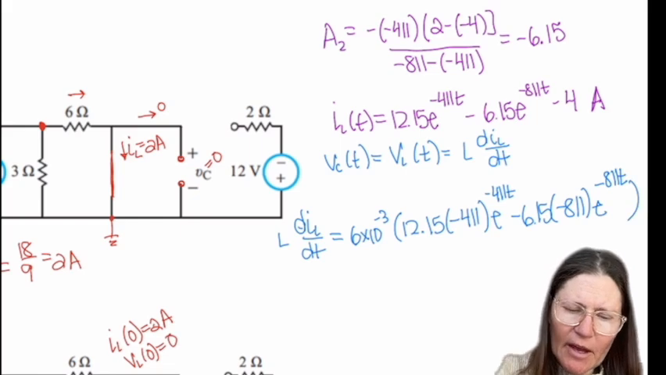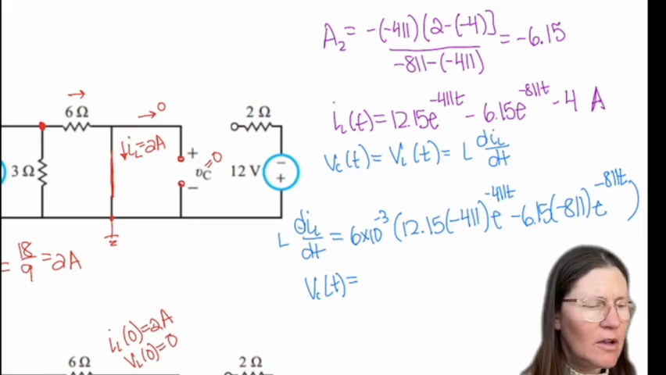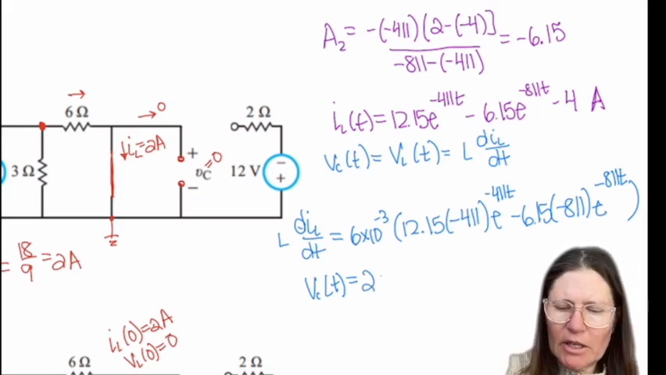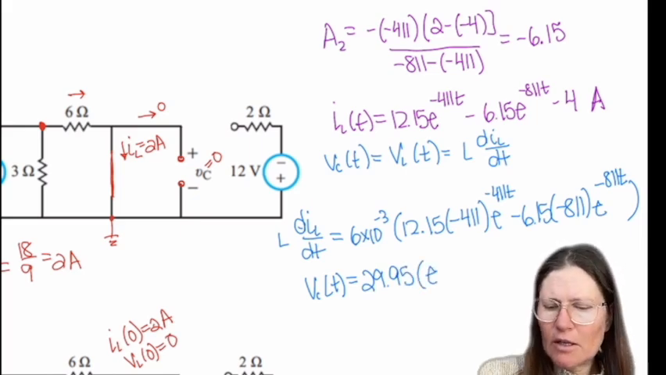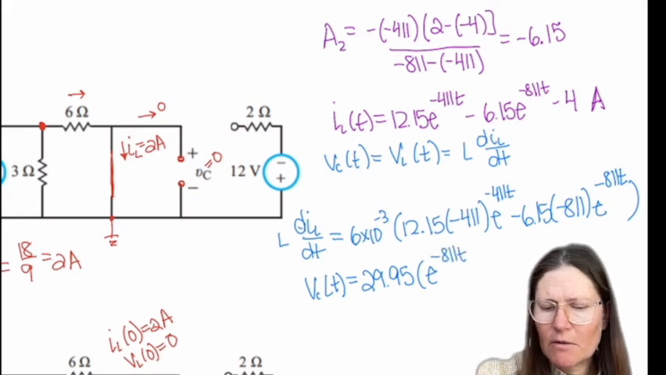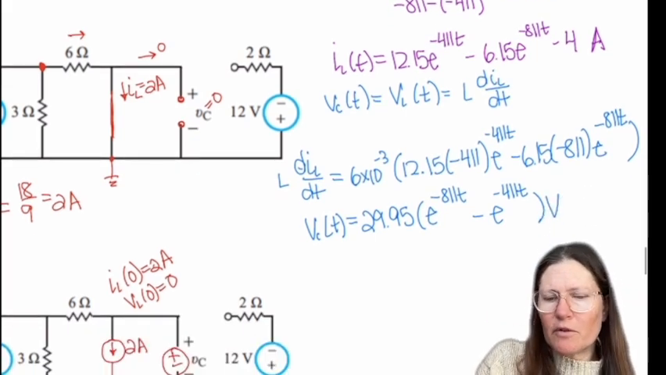And we multiply this out, and this gives us VC of t is going to be 29.95, and then e to the minus 811t minus e to the minus 411t in volts. And this is our answer for VC of t.